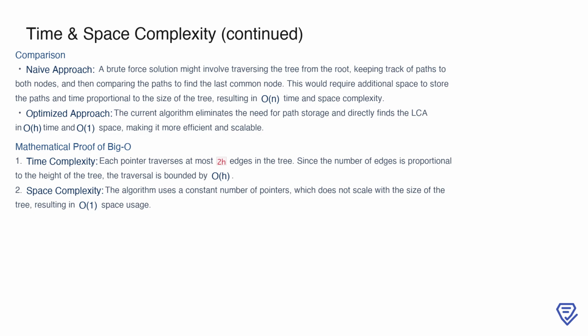and scalable. To validate this mathematically, we can see that the time complexity is indeed O(H), as each pointer traverses at most 2H edges, where H is the height of the tree. The space complexity remains O(1), because the algorithm uses a constant number of pointers, and this memory usage does not scale with the size of the tree.